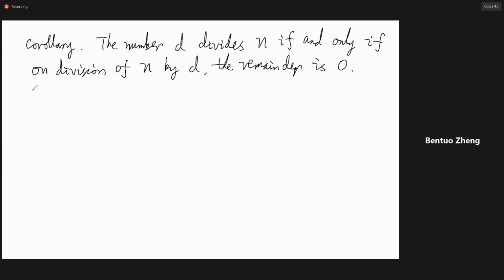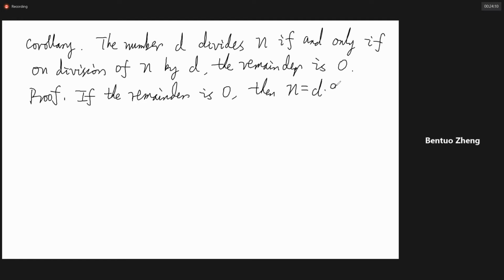Okay, I think this proof is simple now. So if the remainder is 0, then the theorem tells us n would be equal to d times q plus 0. So this implies n is just equal to dq. So this would tell you by definition, d divides n.